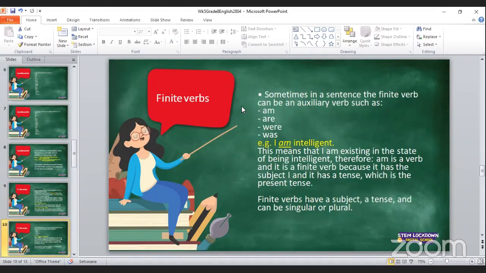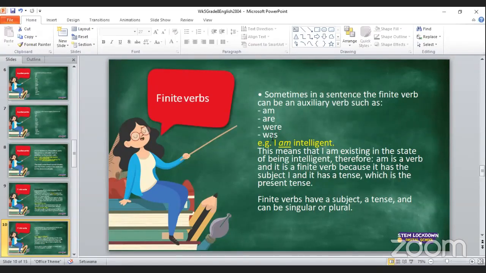So let's continue on finite verbs. Sometimes in a sentence, the finite verb can be an auxiliary verb. Something to bear in mind. Sometimes in a sentence, the finite verb can be an auxiliary verb, such as am, are, were, was, as well as those other auxiliary verbs which I have opened in the previous slide. You remember?